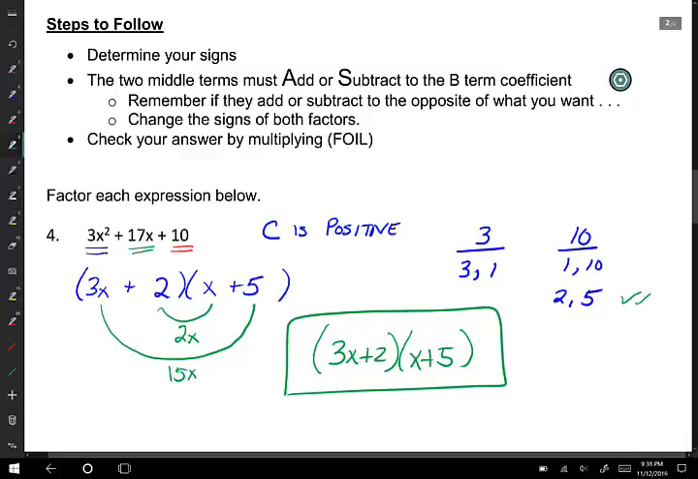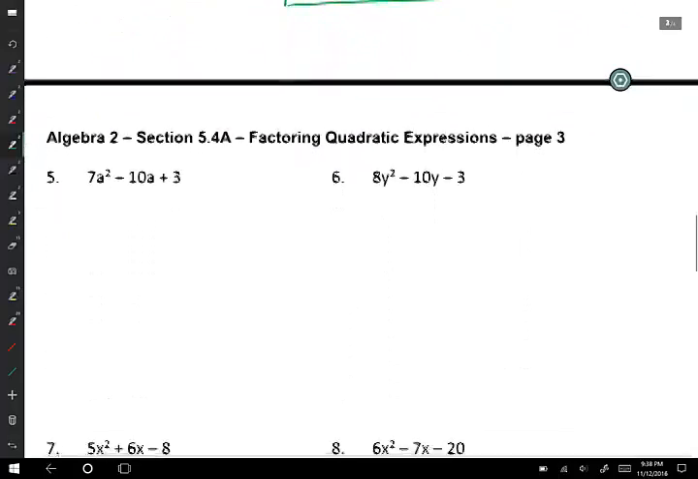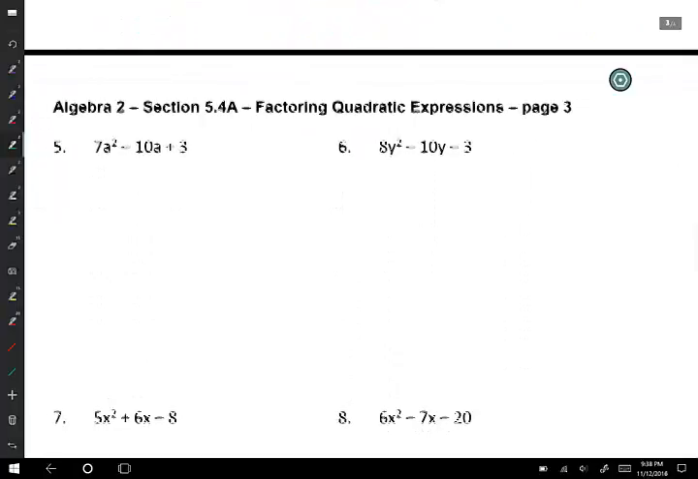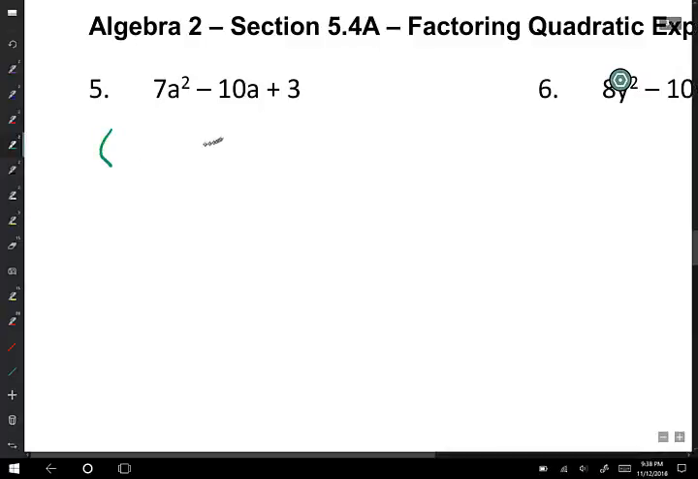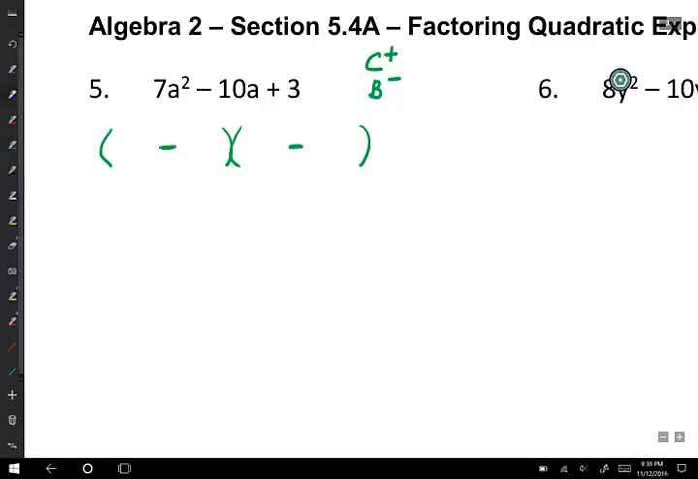All right, let's look at our next one. Number 5. Our clue on number 5 as we start is the fact that we have a positive at the end. Because we have a positive at the end, we know that our signs are either plus plus or minus minus. And so I'm going to put C as positive, but I'm going to put B as negative. And because B is negative, that means we have two negatives adding to the B, but they're multiplying to the positive C.